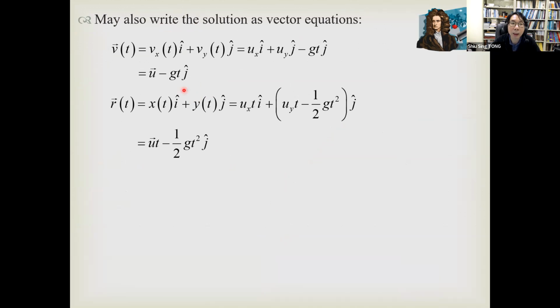I don't repeat here what I've shown you in the last lecture about 2D motion. I just grouped the two components of velocity together, so it becomes vx i plus vy j, which is the velocity vector v. And also x(t) i plus y(t) j is the position vector r(t). So this is just a vector way of writing the velocity and the position of the particle.